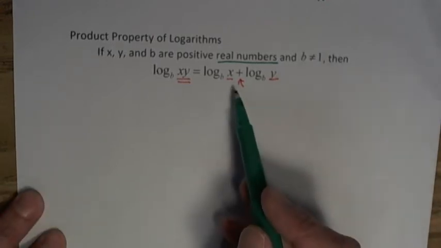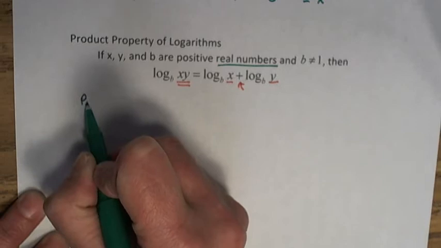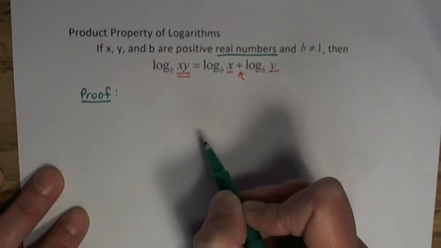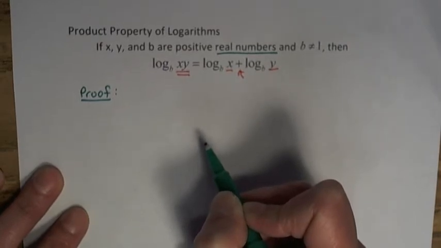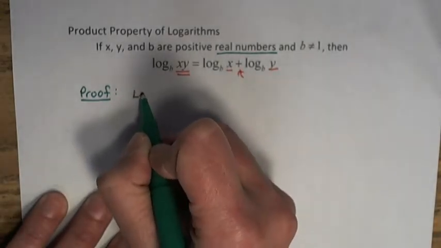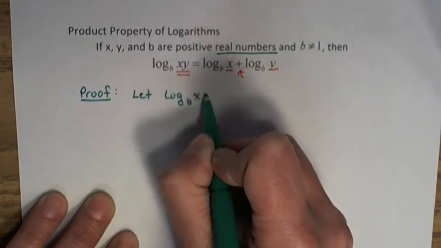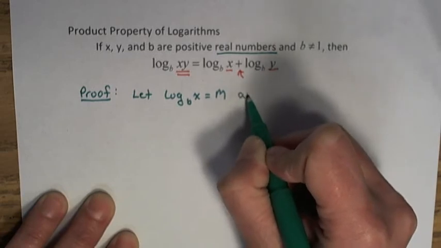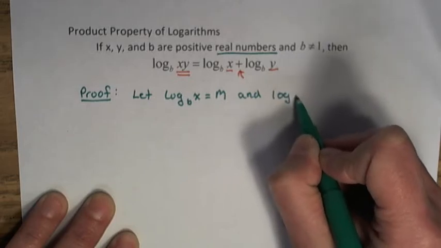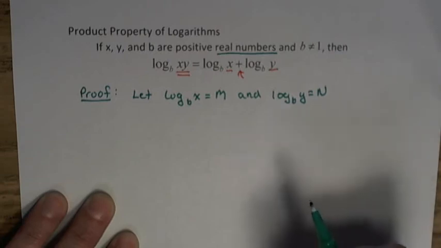So that's what this property is based on, and we can show how that is true with a little proof. You may not have seen a lot of proofs in the past, but I want to take you through one here with just this particular property. So let's start by letting log base b of x equal m, and we're going to let log base b of y equal n. So we're going to start with that assumption.